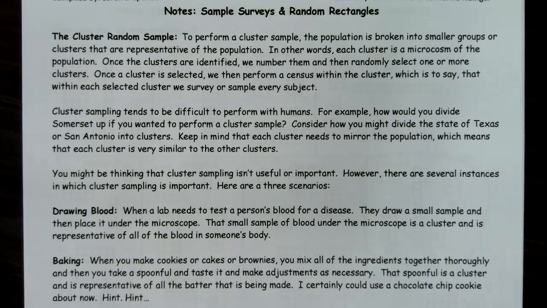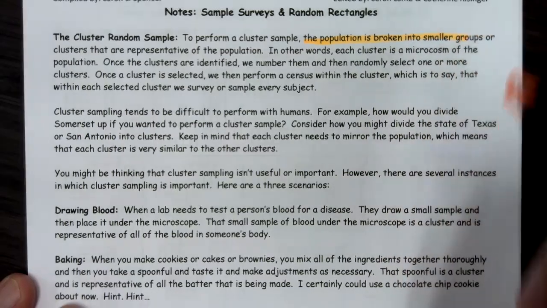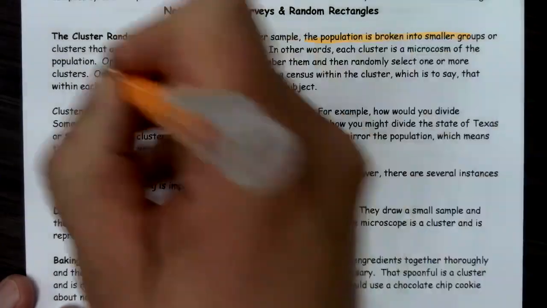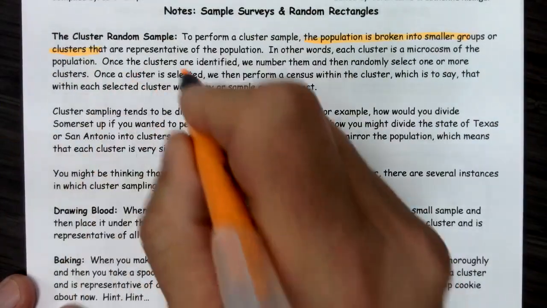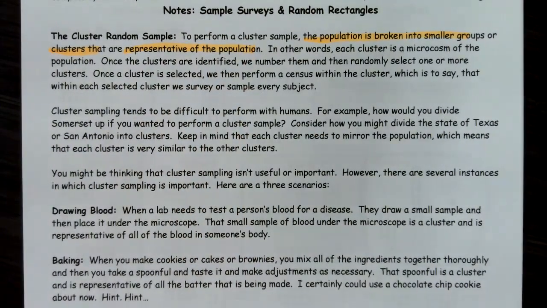So a cluster sample. To perform a cluster sample, the population needs to be broken into smaller groups. So we have groups in this case. Notice when we did simple random and when we did systematic, they weren't broken into groups. And the smaller groups are known as clusters. The clusters need to be small representations of the population. So each cluster should be a microcosm of the population. They should look pretty much the same. One group should look pretty much like the other group. But within each cluster, we're going to have differences, but each cluster should look pretty much the same.